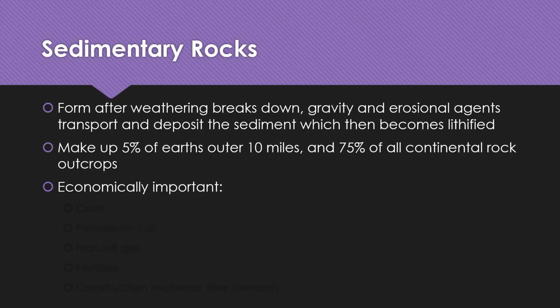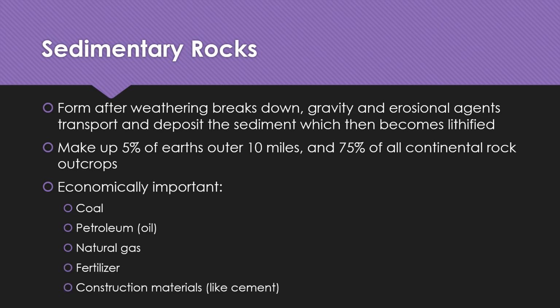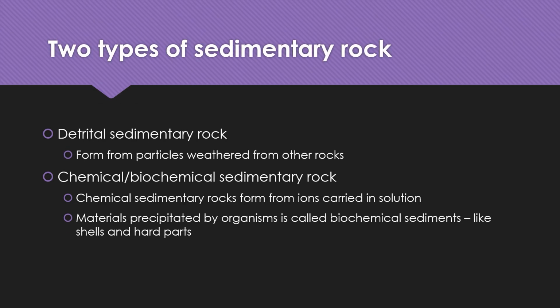This makes up 5% of the Earth's outer 10 miles of crust and 75% of all continental rock outcrops. It is also economically important because it's where we get coal from, or petroleum, or natural gas, fertilizer, and construction materials to make cement. There are 2 types of sedimentary rock that you'll need to remember.